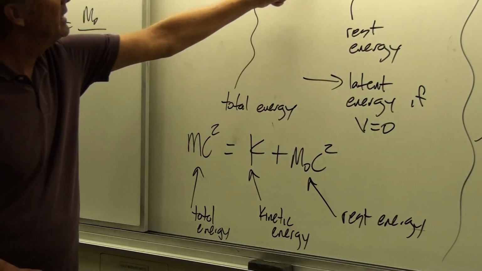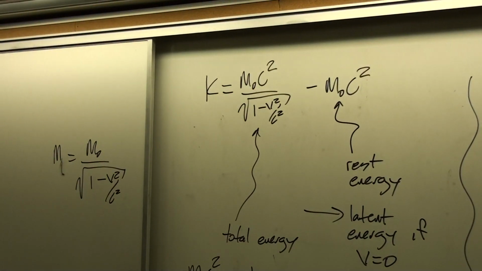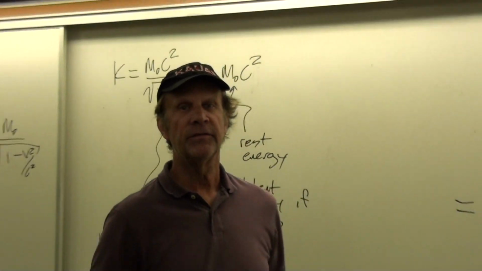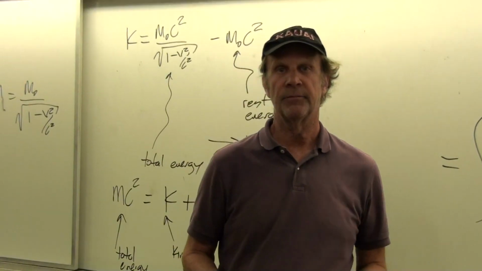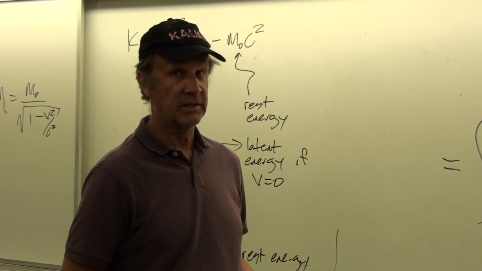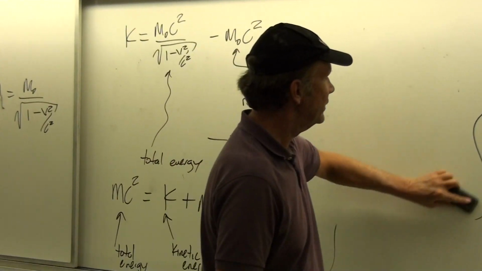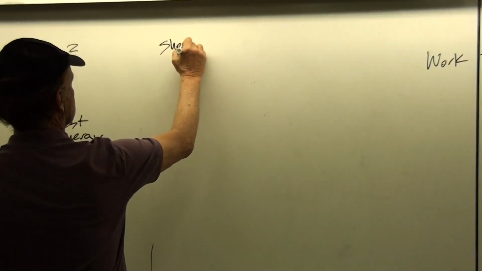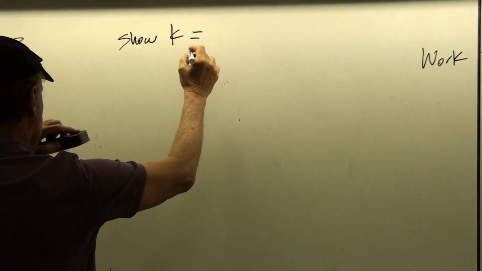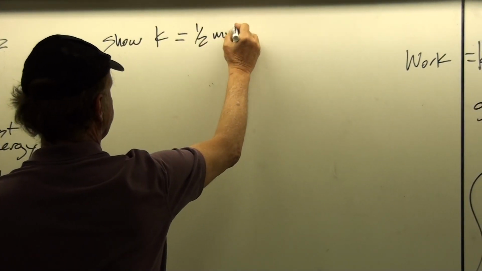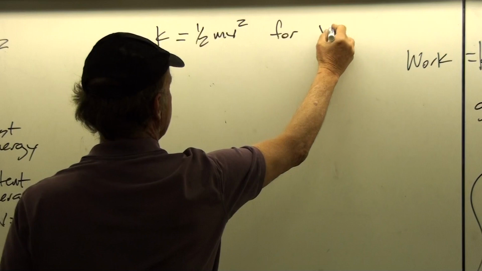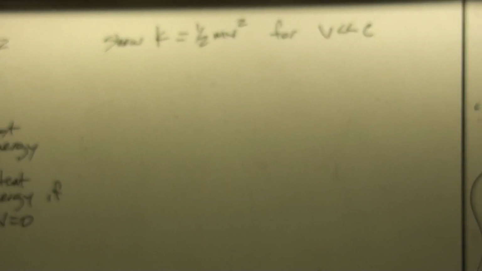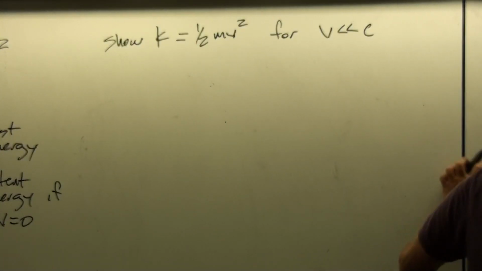Okay, so if this in fact is our expression for kinetic energy, then it would be comforting, before we go any farther with this, to verify that it reduces to 1/2 mv squared in the limit when the velocity is less than 1/10 the speed of light. So let's do that first. Let's show that k equals 1/2 mv squared for v much, much less than c. How are we going to do that?